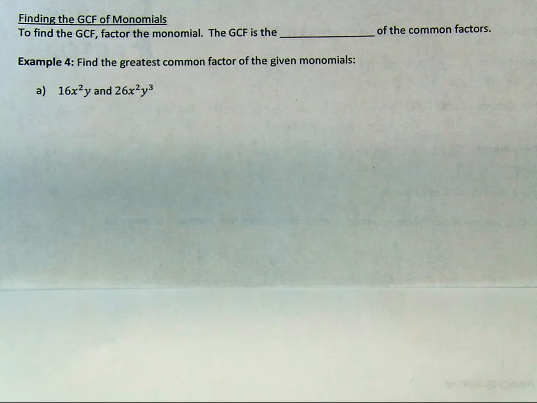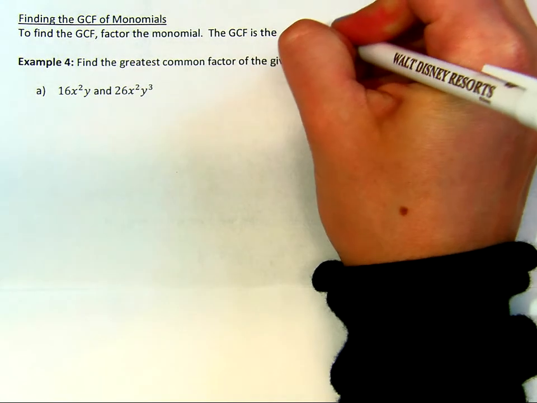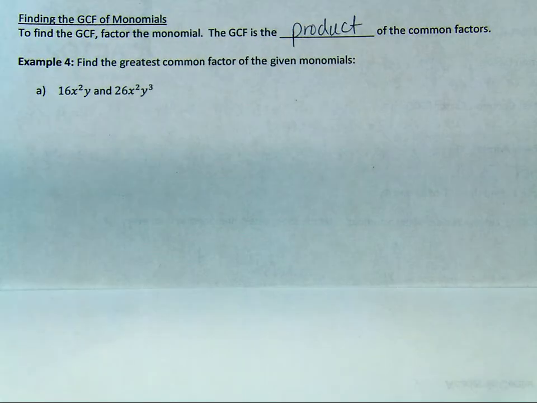In this video, we're going to talk about finding the greatest common factor, or GCF, of monomials. So to find the GCF of a monomial, first you need to factor it. The GCF is the product of the common factors. So let's look at an example.